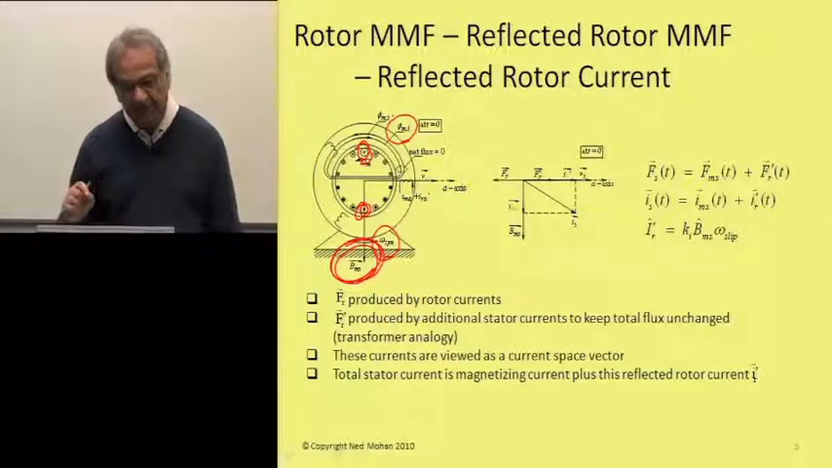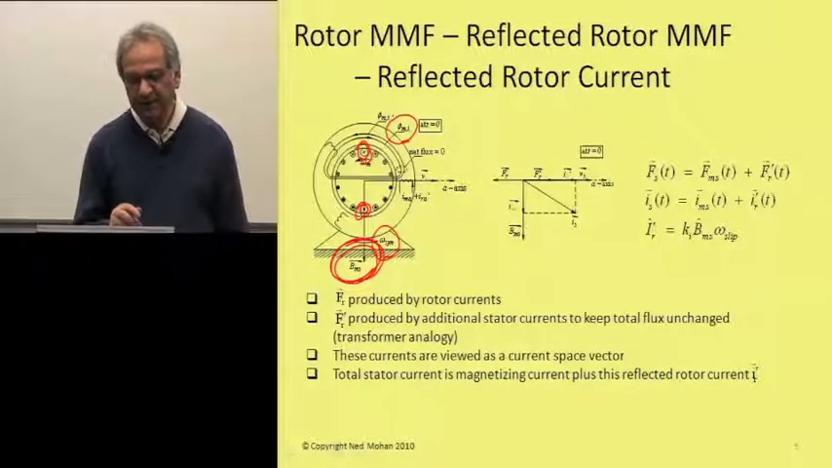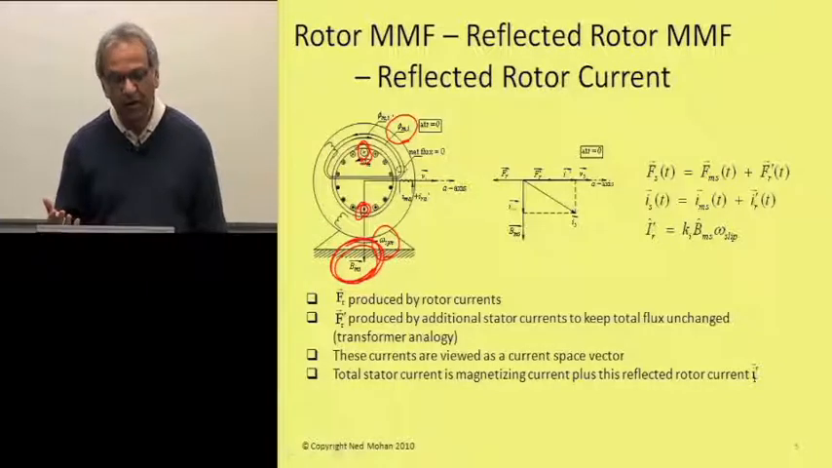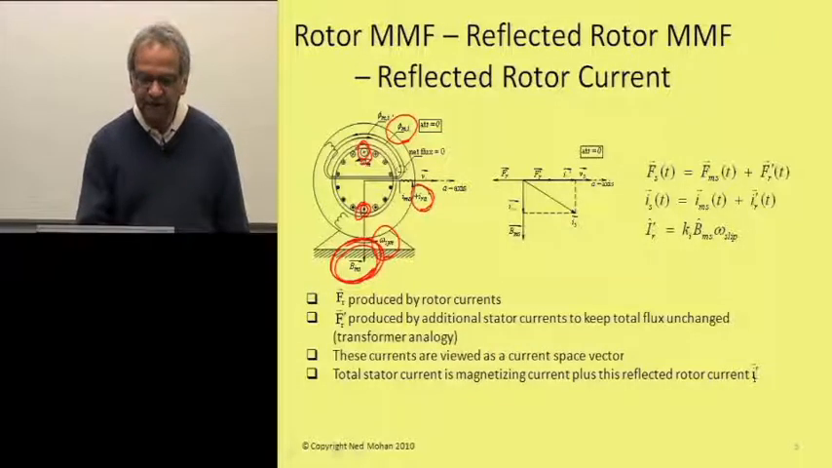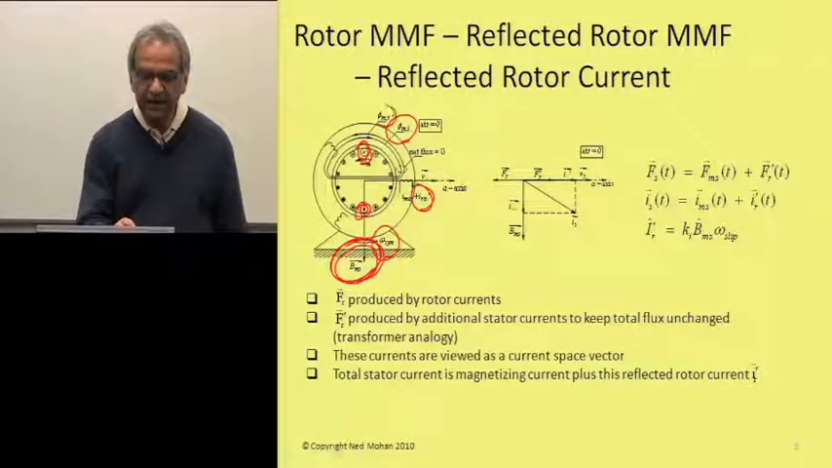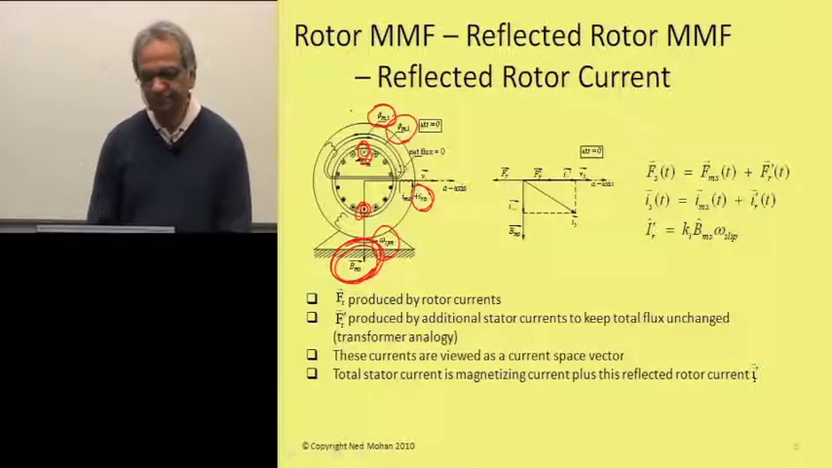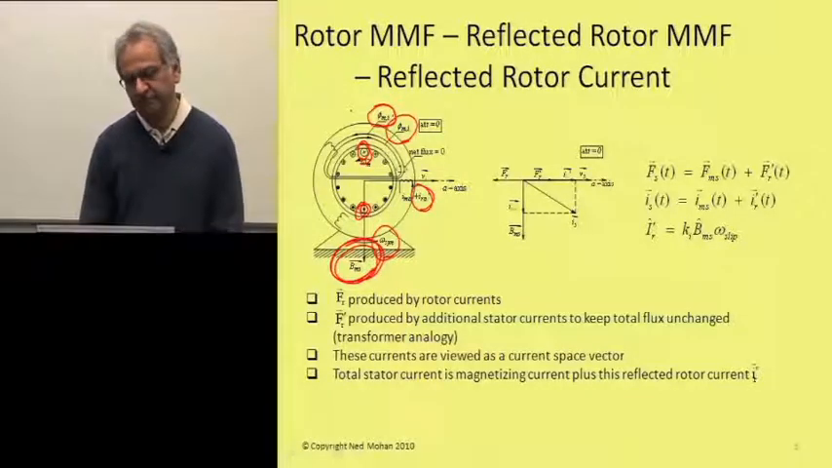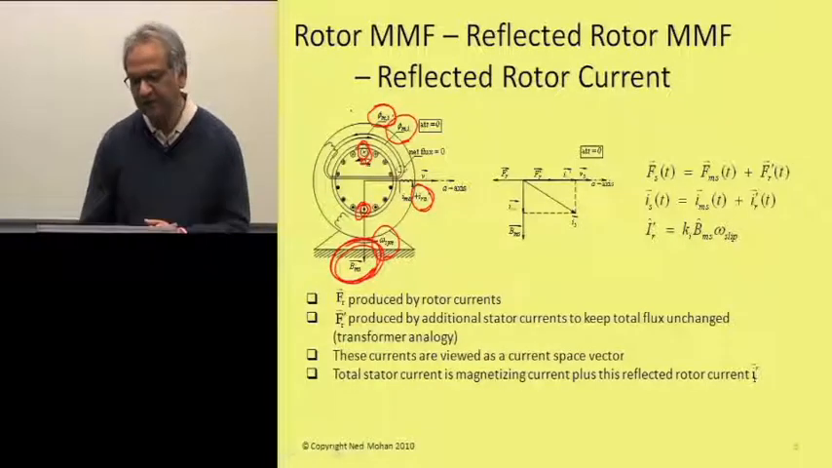But like we agreed, just like in a transformer, the net flux through the air gap cannot change if you ignore the rotor resistance, the stator resistance and the stator leakage inductance. So additional currents have to be drawn from the stator side to produce an MMF and flux which nullifies the flux produced by the rotor bars. And that's how the stator of this machine knows that something is going on in the rotor.